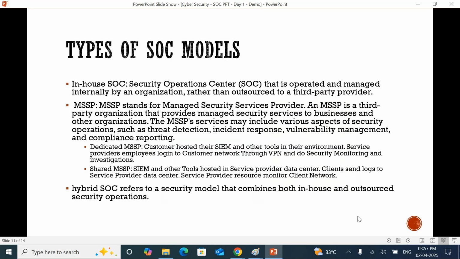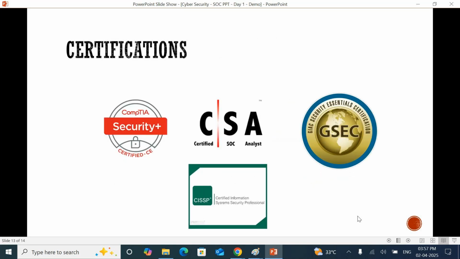Types of SOC modules are different, sir. But before going to types of SOC modules, these are the certifications we have for the SOC analyst: CompTIA Security Plus, or CSA, Certified SOC Analyst, or GSA, or CISSP, Certified Information Systems Security Professional. You can clear these certifications after our course.